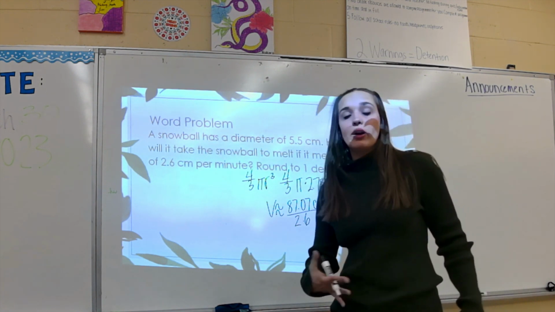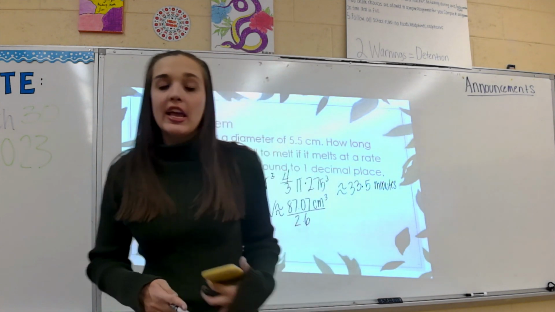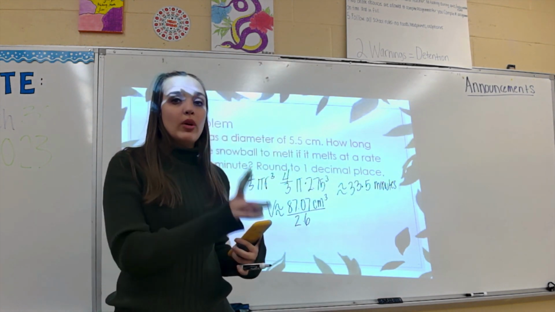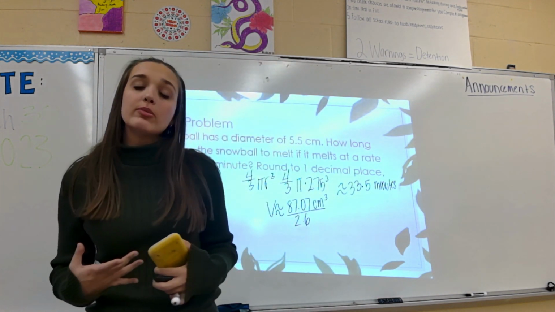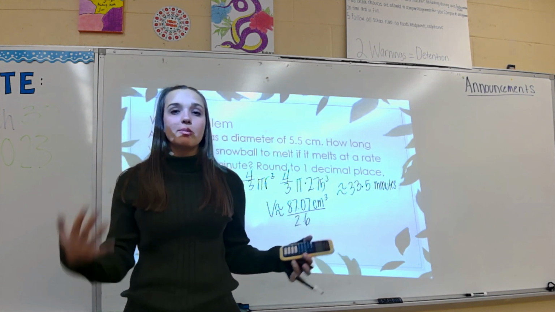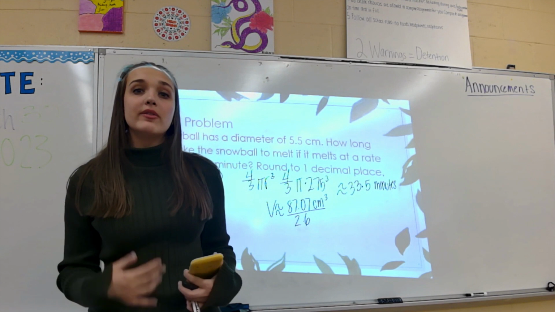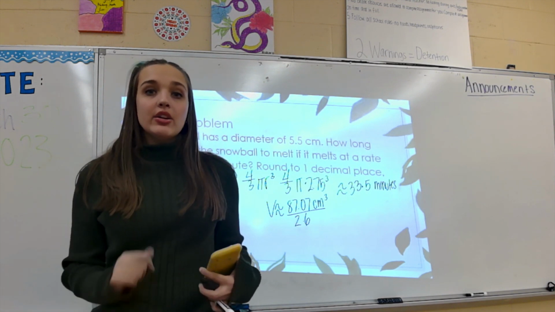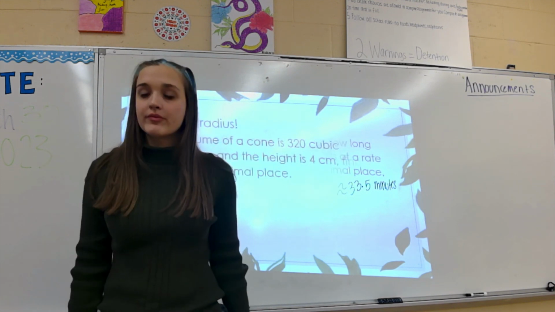Like I said before, when we have volume problems, if we're trying to convert from one measurement to another type, we're going to multiply. However, when we're talking about time and seeing how much time it will take for something to occur, we're going to use division. Let's take a look at another problem.